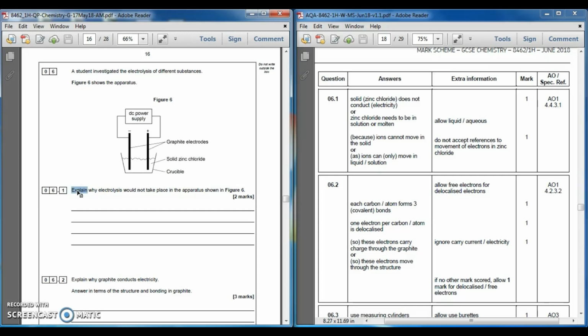Why? Well, it's an ionic compound. As a solid, it doesn't conduct. As a liquid, it would conduct. Or as a solution, it would, because the ions can move. Okay, so you need to be talking about ions.